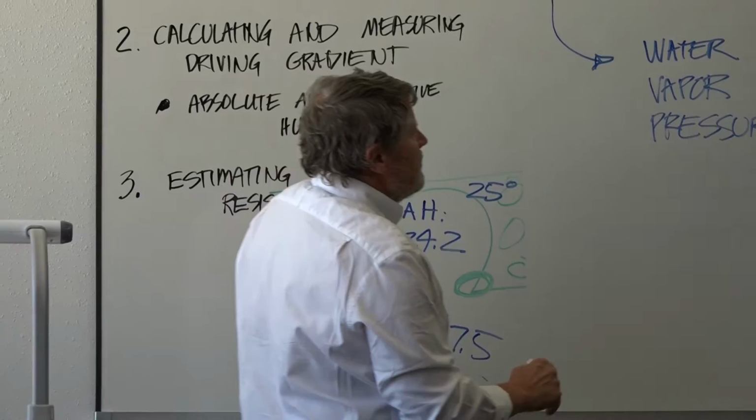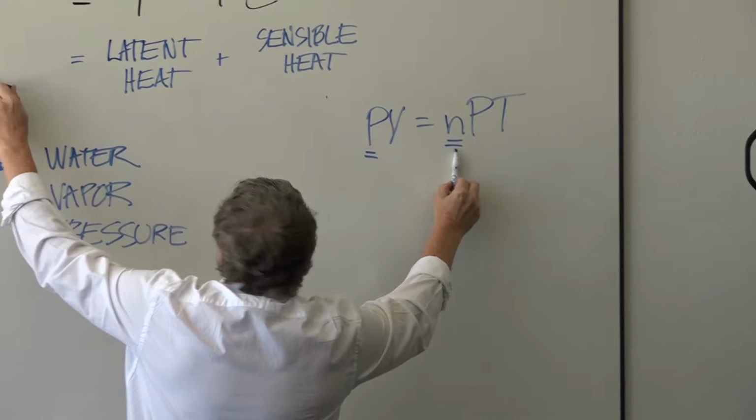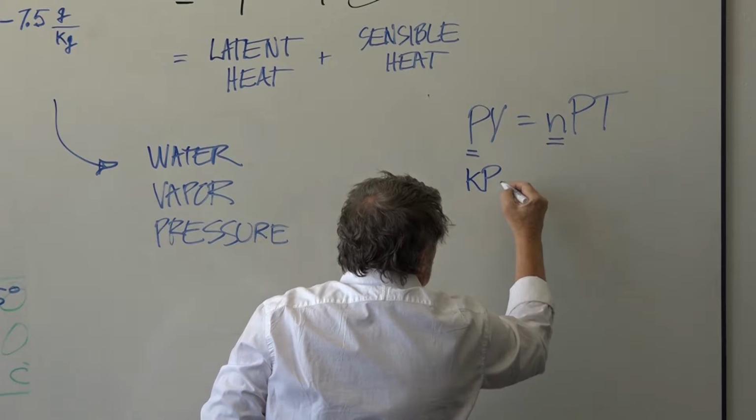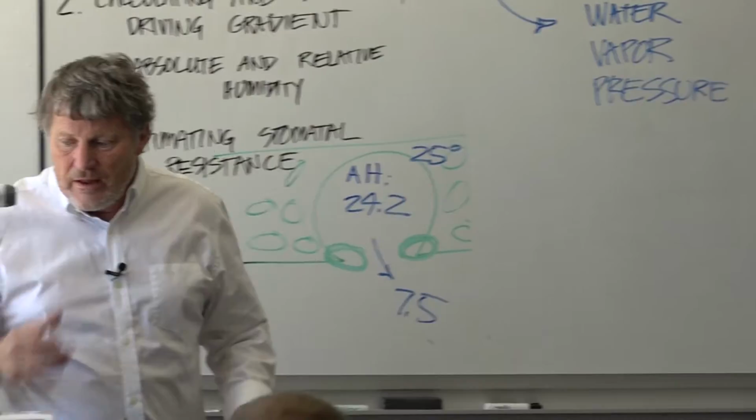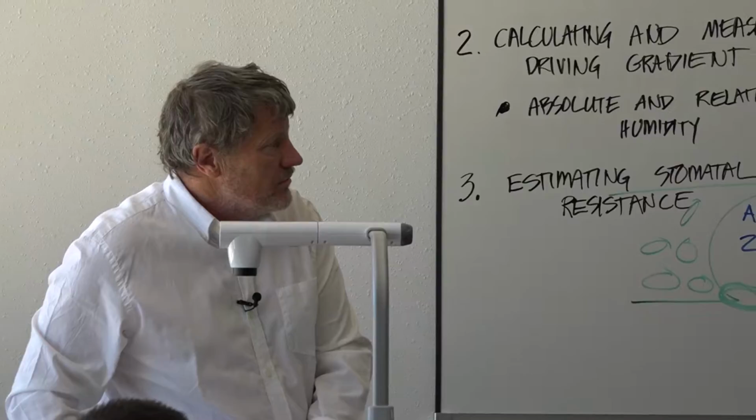And this is a direct relationship between number of molecules or weight and the pressure. And the pressure in SI units is kilopascals. So what we would like to do is know the absolute humidity expressed with units of vapor pressure. And that's why two things on this. I think we can see them here.